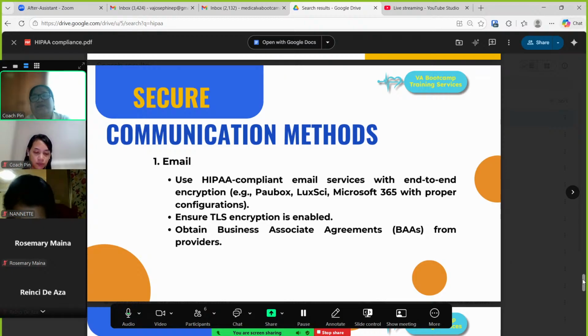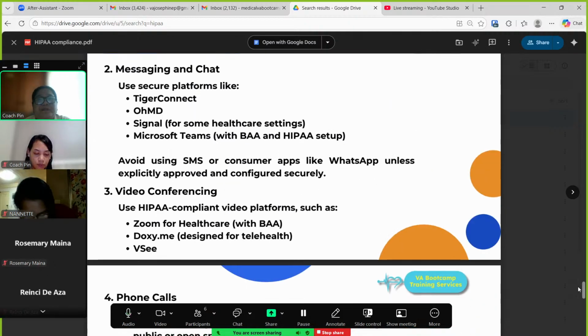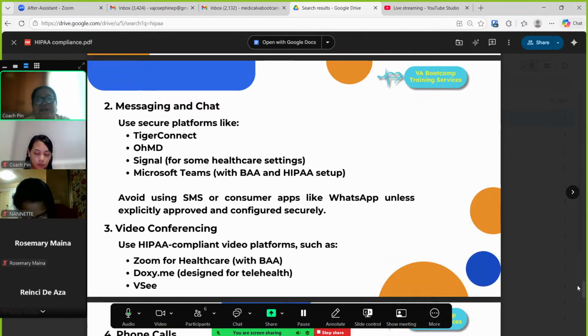Okay, so how are we going to secure communication methods? Okay, number one, through email. You have to use HIPAA compliant email services with end-to-end encryption. So just like what we are doing with our client, right? You can only log in to company emails. Personal emails are not allowed to be used for processes or procedures. So you have to ensure that TLS encryption is enabled and obtain BAAs from providers, or business associate agreements. Okay. For messaging and chat, use secure platforms.